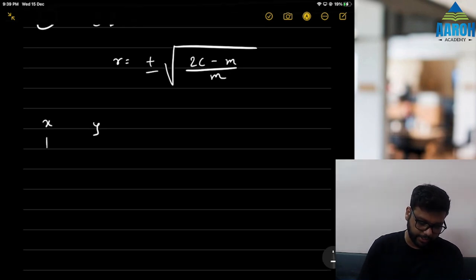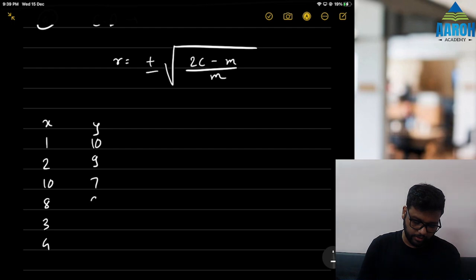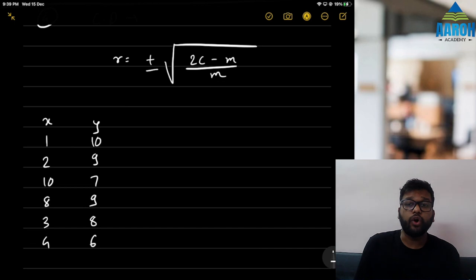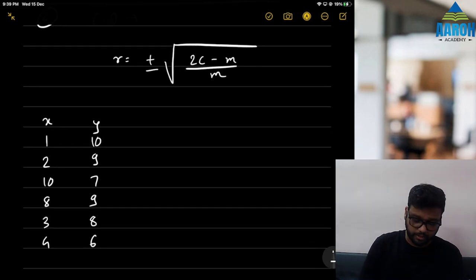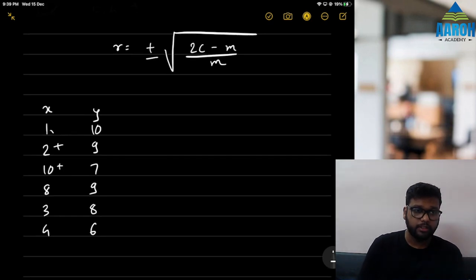Let's say x is again simple 1, 2, 10, 8, 3, 4. Y is, let's say, 10, 9, 7, 9, 8, 6. Okay. Then we only calculate concurrent deviations. We don't consider values here. So for x, from 1 to 2 it is increasing, so we write plus. Then 2 to 10 it is increasing, so plus. 10 to 8 it is decreasing, so minus. 8 to 3 decreasing, so minus, and again plus. For y we do the same thing. 10 to 9 it is decreasing, so minus, minus, plus, minus, minus.